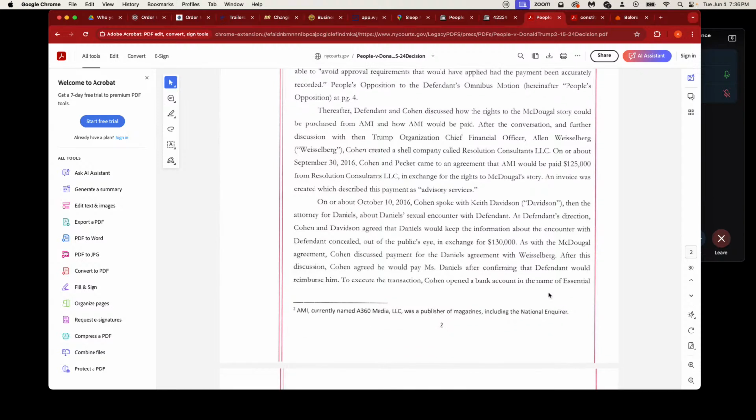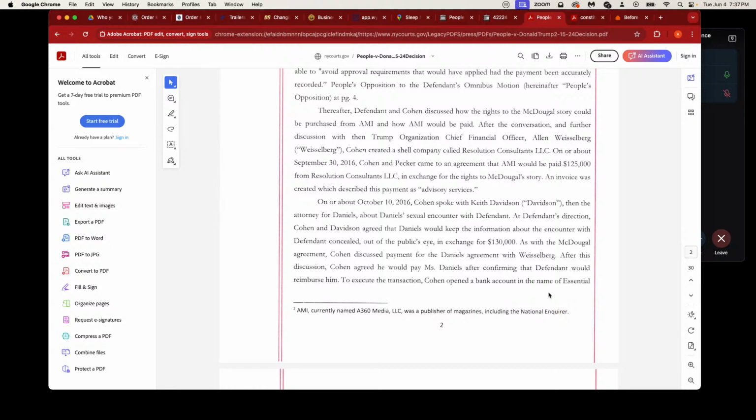On or about October 10th, 2016, Cohen spoke with Keith Davidson, then the attorney for Daniels, about Daniels' sexual encounter with defendant. At defendant's direction, Cohen and Davidson agreed that Daniels would keep the information about the encounter with defendant concealed out of the public's eye in exchange for $130,000. As with the McDougal agreement, Cohen discussed payment for the Daniels agreement with Weisselberg. After this discussion, Cohen agreed he would pay Ms. Daniels after confirming that defendant would reimburse him.